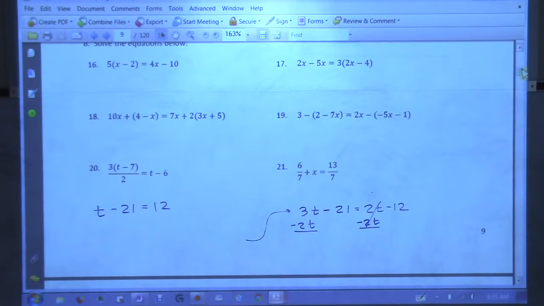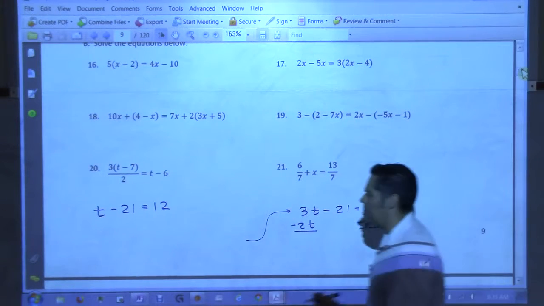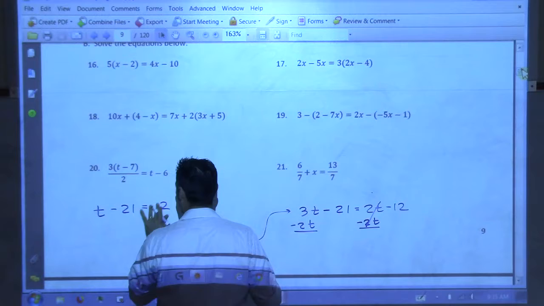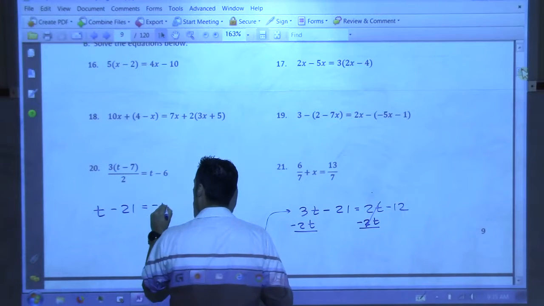Where's Joseph? Okay. Negative 12, thank you. Yeah, she said negative 12. I didn't even look over there to see what it was. My fault. Negative 12, thank you.